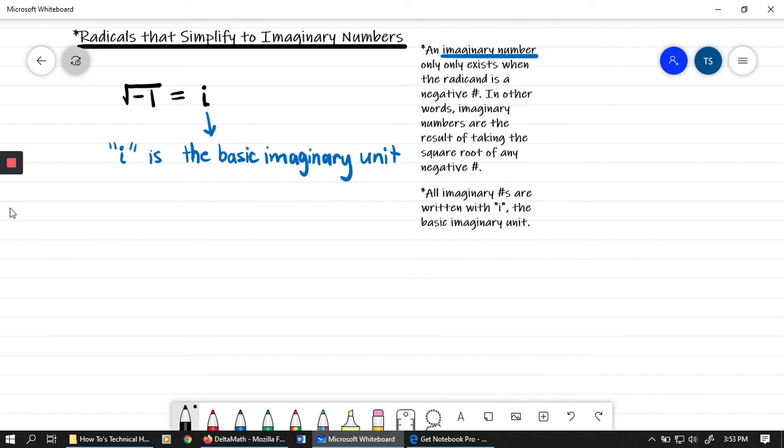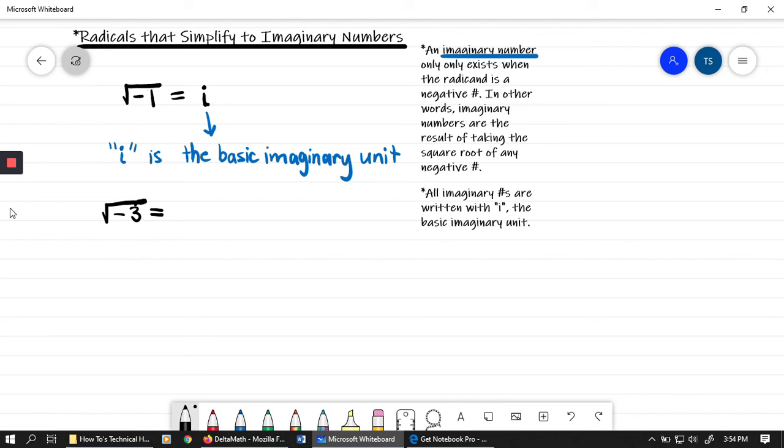Let's look at a few other things here. Let's say that we were looking at something like the square root of -3. How would we write that? Because it's the square root of a negative number, because the radicand is a negative number, we know that this is an imaginary number, even if it's not written in that form right now. We know that it is an imaginary number because there is a negative number up under the square root as the radicand.